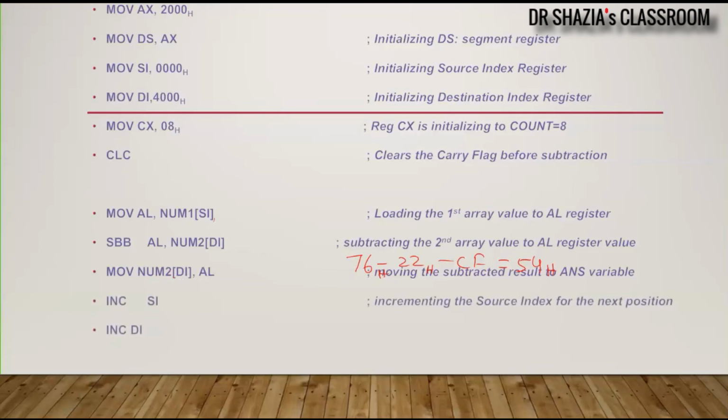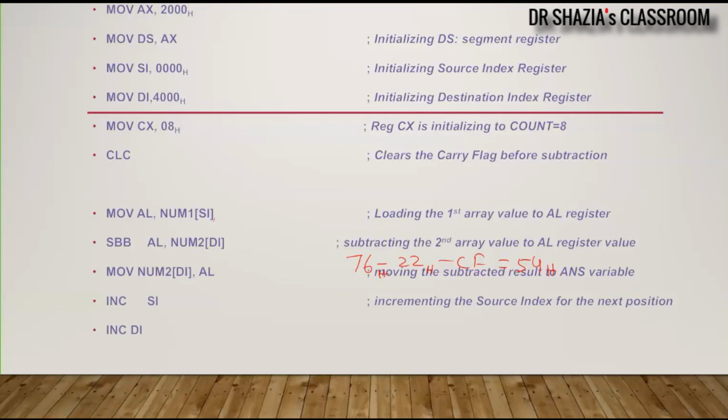So what I need to do next? I have to go to the next address, which is for number 1. The address is 20,001 and fetch 76 from that address. And for num2, the next address is 24,001 and fetch 34 from that and subtract. And I will continue subtraction similarly 8 times.